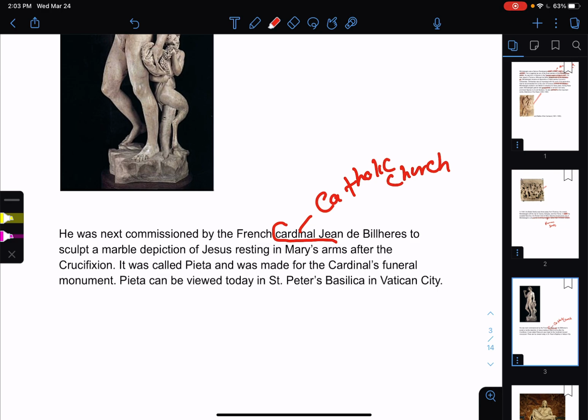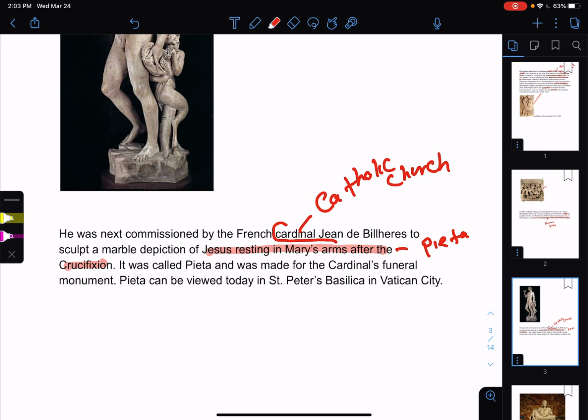So this cardinal commissioned him to sculpt a marble depiction of Jesus resting on Mary's arms after the crucifixion. I think we know what this image is called. This is the Pieta, right? It was made for the cardinal's funeral monument. The Pieta can be viewed today in St. Peter's Basilica in Vatican City.